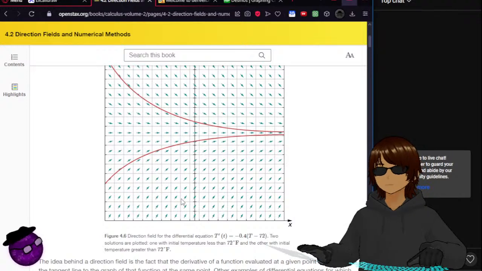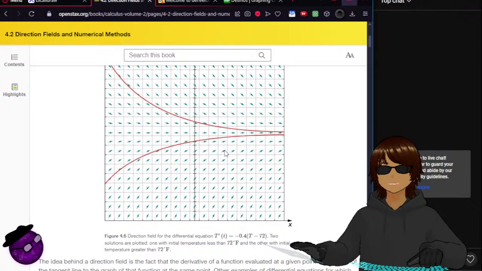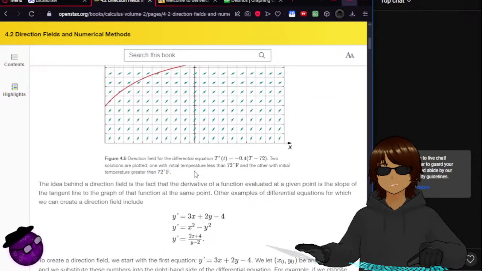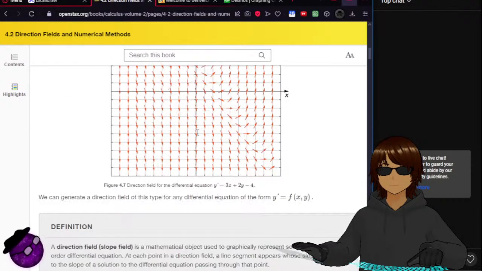I think I get it. All these arrows represent the derivative, this line. But from the derivative, we can't get the original line. So all these arrows represent all the possible derivatives at that point. And these two red lines are for a specific case where the initial temperature is 72 Fahrenheit.